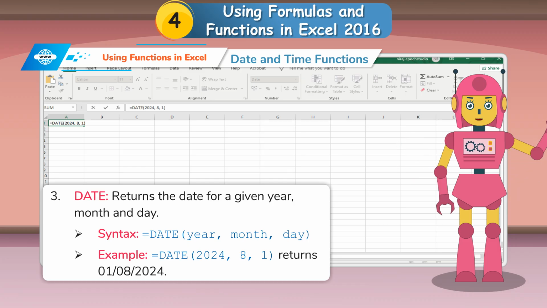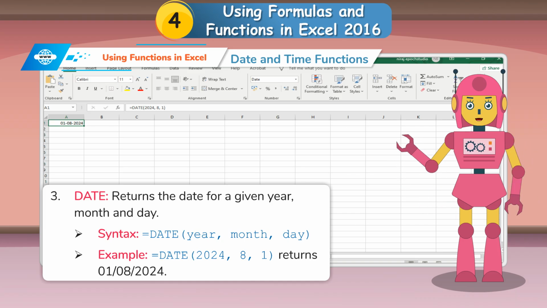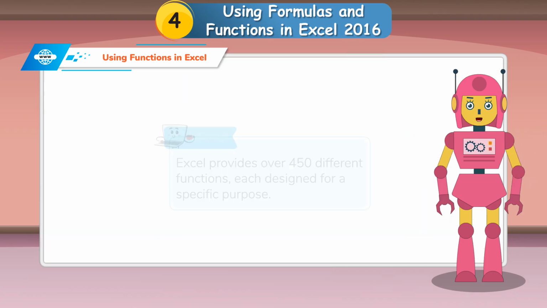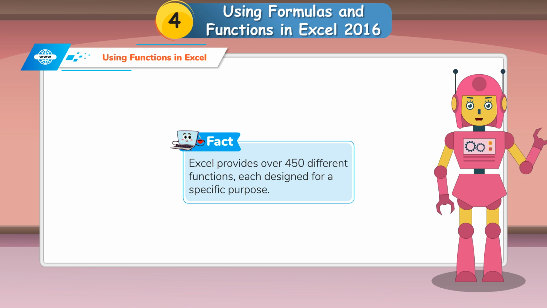3. Date returns the date for a given year, month, and day. Syntax: DATE(year, month, day). Example, =DATE(2024,8,1) returns the 1st of August 2024. Fact: Excel provides over 450 different functions, each designed for a specific purpose.